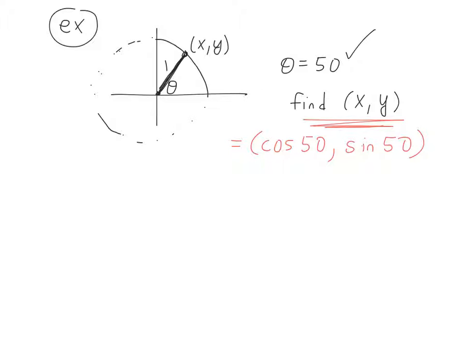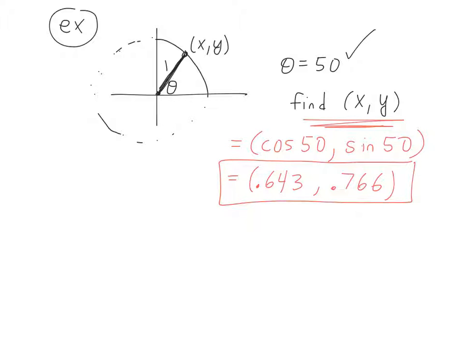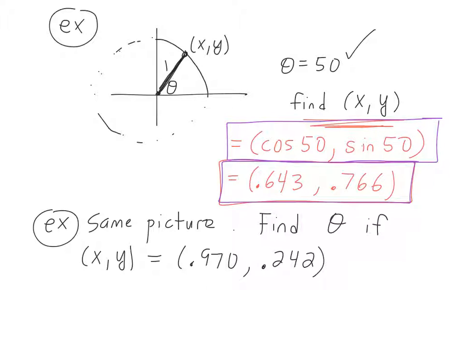So that's not a nice special triangle value, so you would go right to your calculator. So if we used our calculators, or perhaps a question asked for the exact values, if that's the case, cosine of 50, sine of 50 would be your coordinates for x and y.